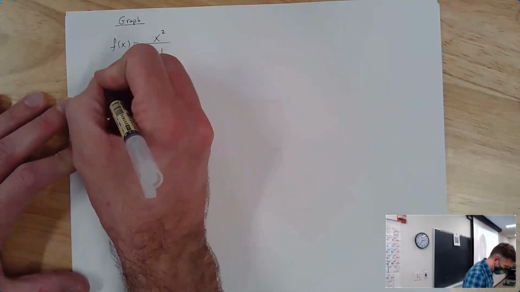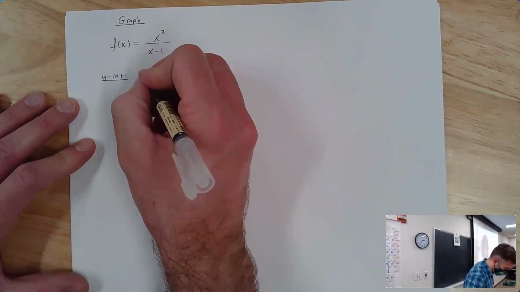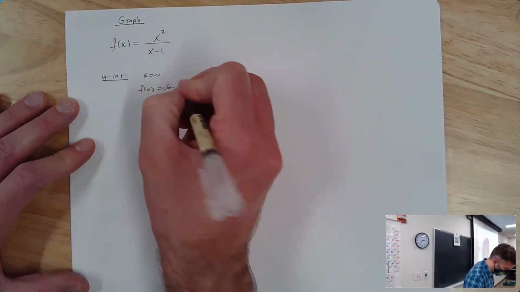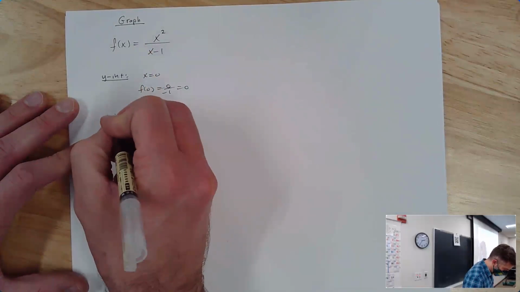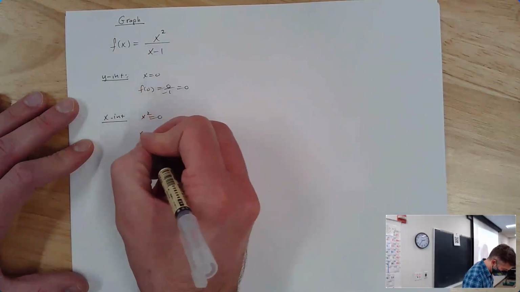So you can find the intercepts. The intercepts feel like, okay, yes, we know how to do that. X equals 0, f of 0 is 0 over -1, which is 0. X-intercept, set the top equal to 0. Oh, we get x equal to 0.